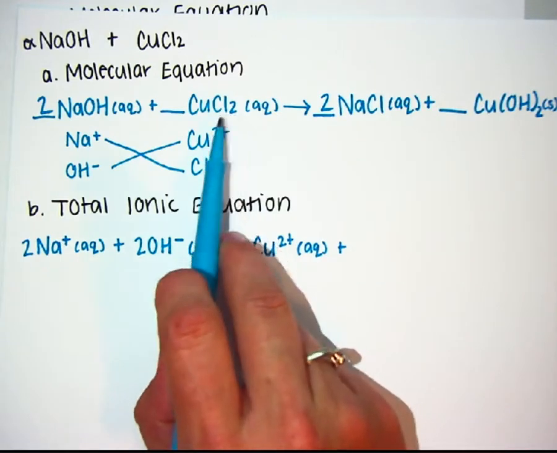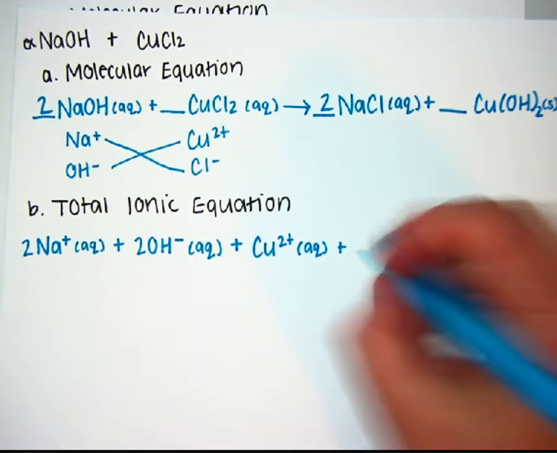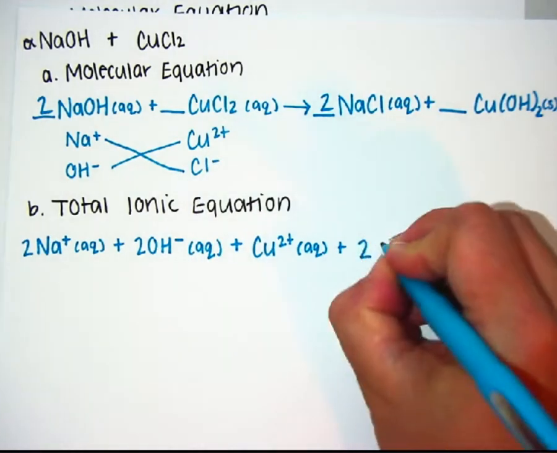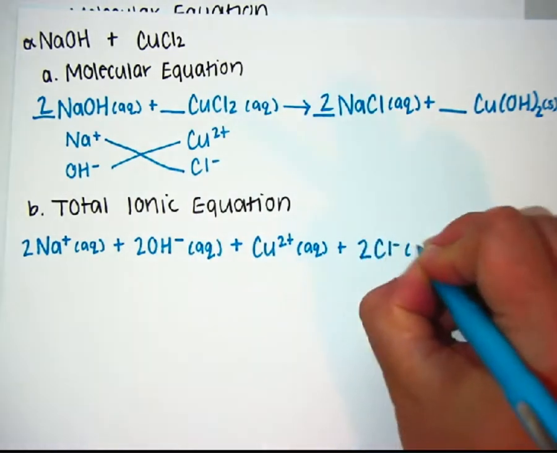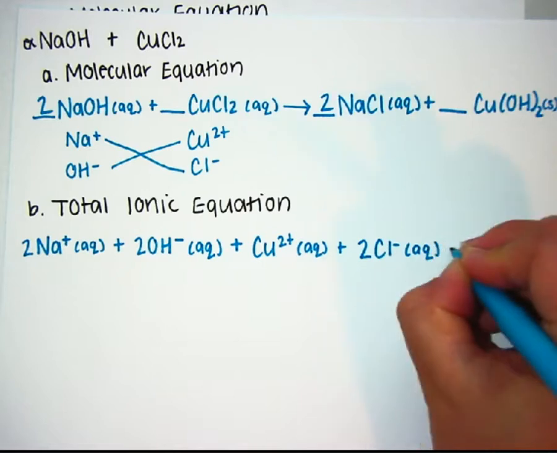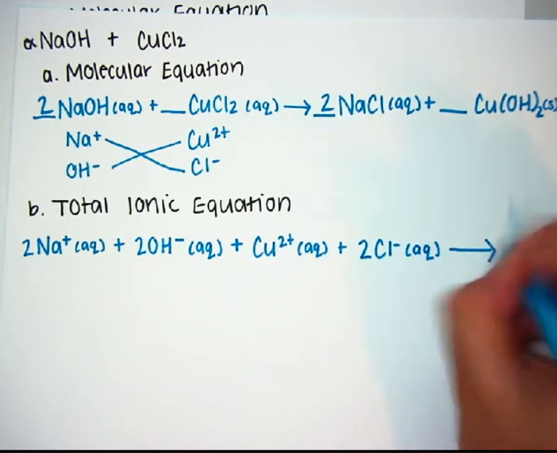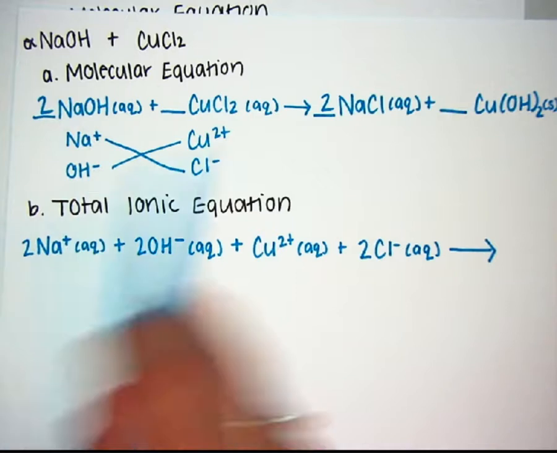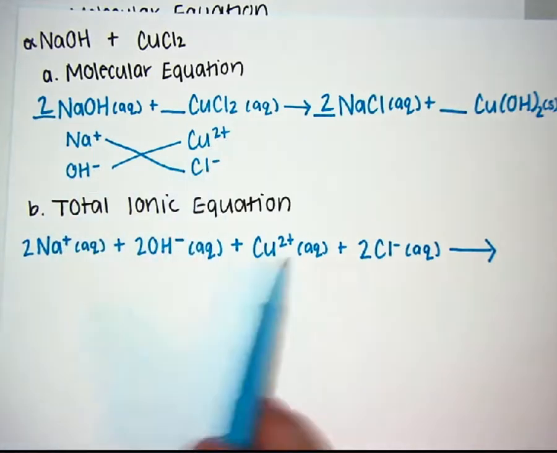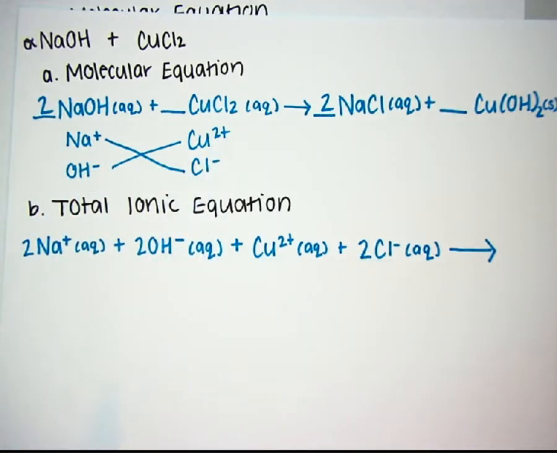The subscript tells me the number of chlorides that I have. So I'm going to bring that 2 down with me. And the nice thing, when you are doing this total ionic equation, we already figured out the charge of all of those ions. You just have to copy them down.